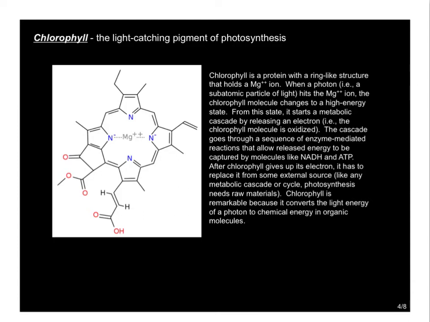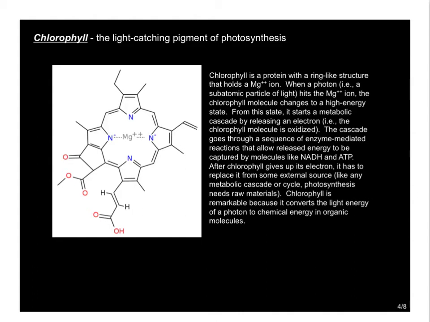Infrared photons in light are lower energy, ultraviolet photons in light are high energy, and in between those two ranges is the visible spectrum of colors that we can see with our eyes. Now, the structure of chlorophyll with this magnesium ion trapped in this ring allows it to absorb a photon's energy and release an electron. Essentially, what's happening is that chlorophyll is oxidized when it's hit by light.